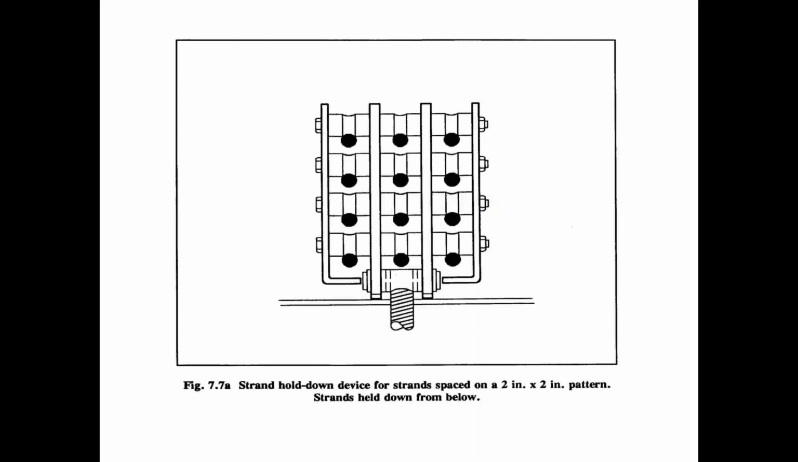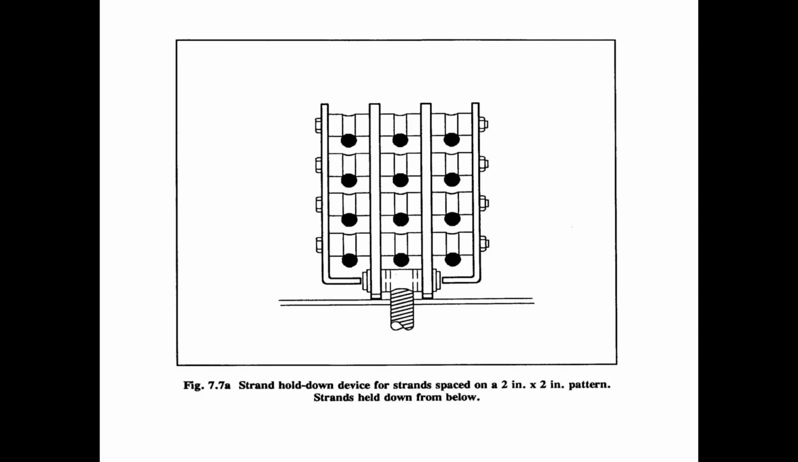Figure 7.7a is a hold down device that's oftentimes used in bridge girder production, for strands that are either tensioned in the draped position or they're tensioned in the lower position straight and then pulled up at hold up points. This hold down device is not movable after the strands have been tensioned. It is fixed in place.